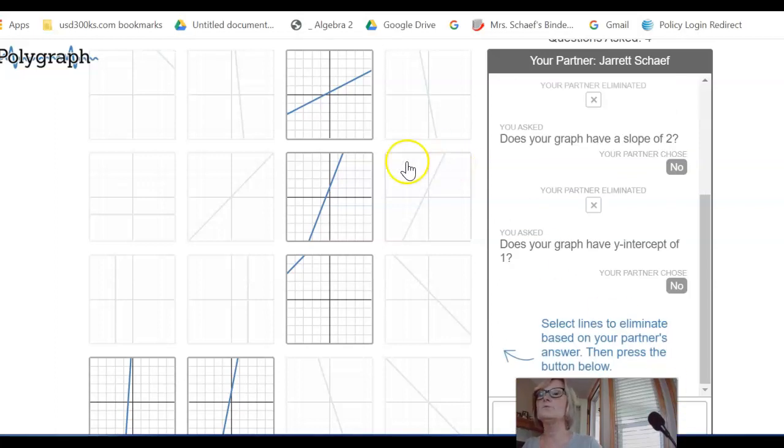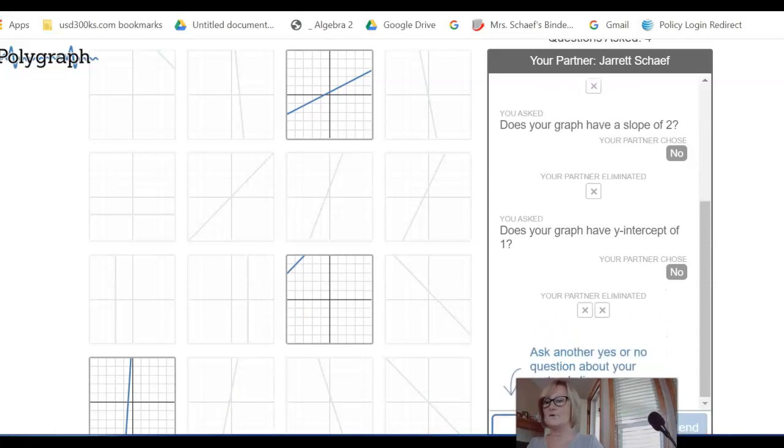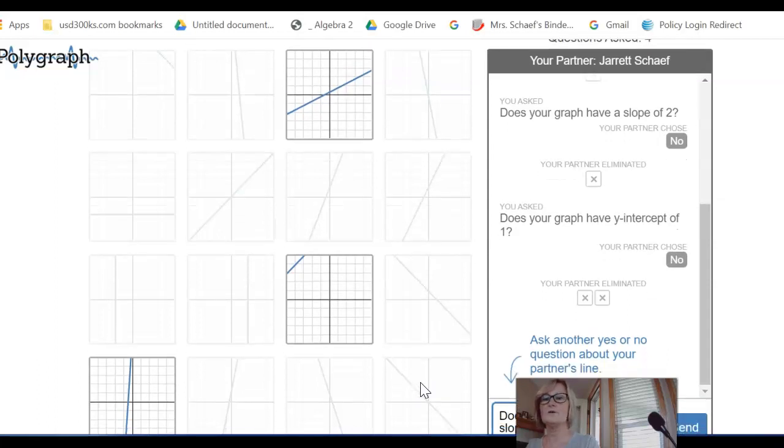And he said no. So I know that one doesn't work, and I think that one doesn't work. That's kind of hard to see. Okay? So keep going. Now if you eliminate something that was the correct answer, it's going to pop up and tell you, hey, you eliminated the answer. Does your graph have a, let's see, what do we want to say? Slope of 1.